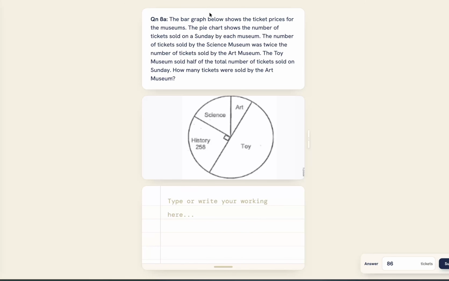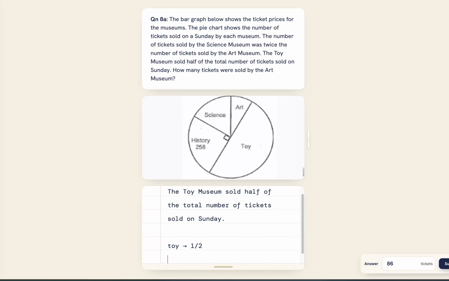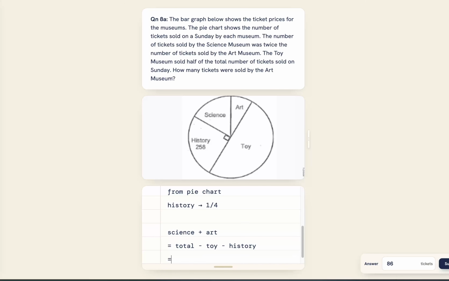Okay, so from here we know that the number of tickets sold by the Toy Museum, from the pie chart, says half, right? So that means toy would then be just half. And then we also know from the pie chart, history is 1/4. So that means science plus art is equal to total minus toy minus history, which is 1 minus half minus 1/4. This will be equal to 1/4 as well.